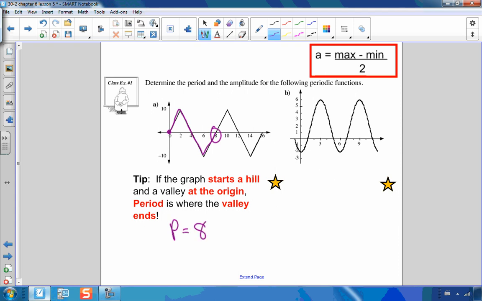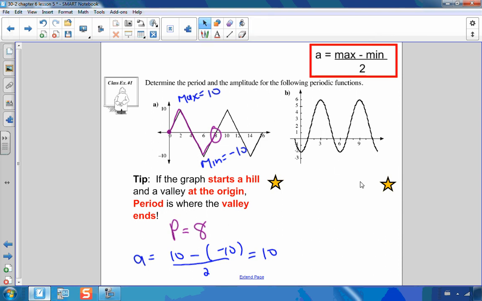Let's figure out what the amplitude is. So I'm going to use my formula, max minus min divided by 2. So I have a max point at 10. I have a min point at negative 10. So the amplitude is going to be the maximum point minus, in brackets, the minimum point divided by 2. So that's going to be 20 over 2, which is just 10. So I have the period is 8, and the amplitude is 10. Let's look at the next one.